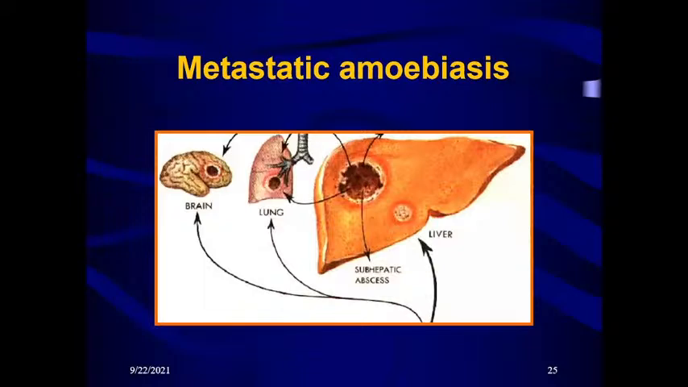It can get to the lung. So we have metastatic amoebiasis. From the colon, the liver is the most common site. They can go to the lung. They can also get to the brain.